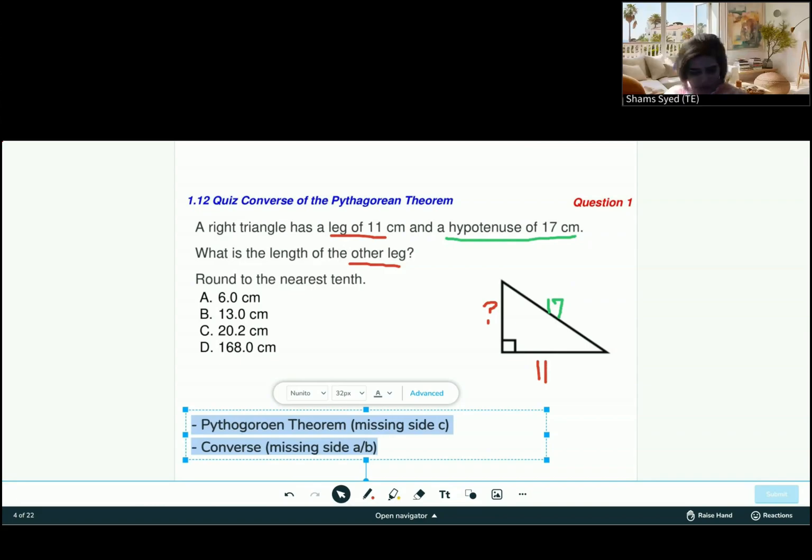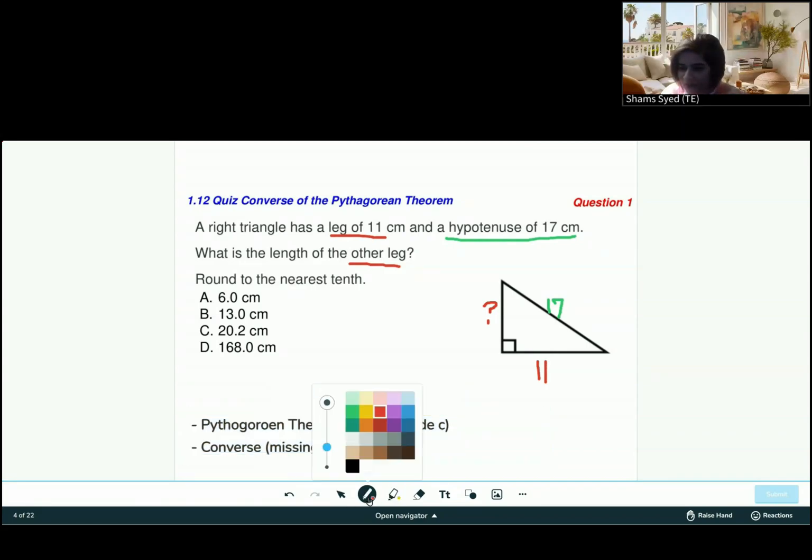That is important to note. Side A and B are the shorter sides. Maybe this could be called side A and the other shorter side could be called B. When one of the shorter sides is missing, we are using the converse. Notice when one of the shorter sides is missing, side C, the longest side, will be given to you. And notice here, side C is 17.